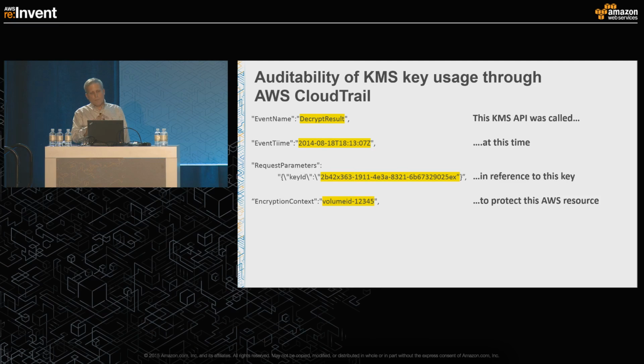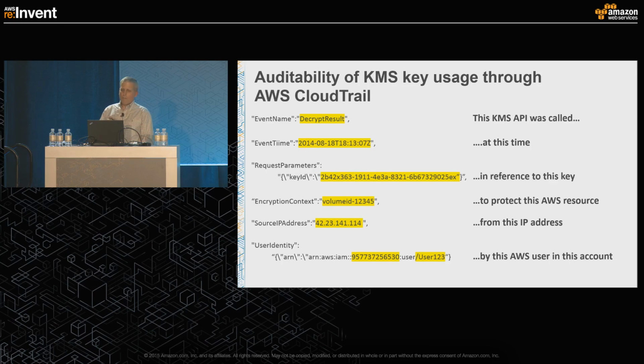This is the encryption context that's used to protect this particular resource. The call came from this IP address. And this is the user identity that made the call, the IAM user, the account, the role. So let me go back. My pointer doesn't work very well.